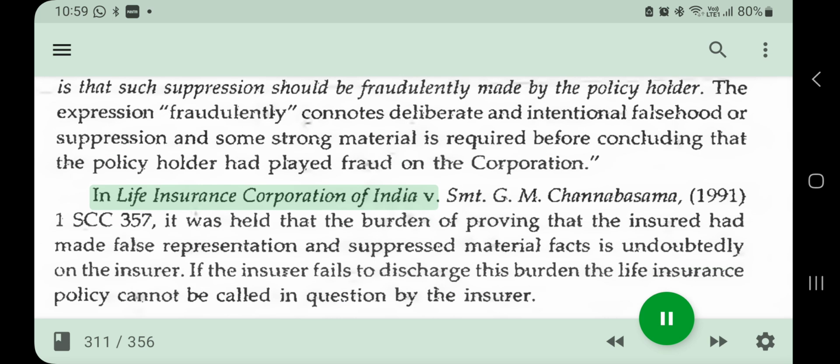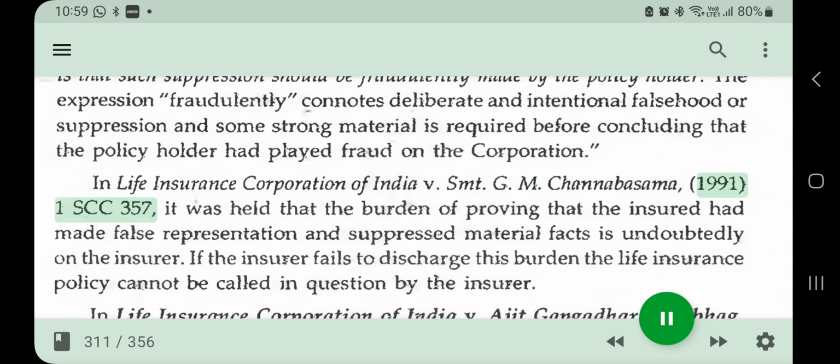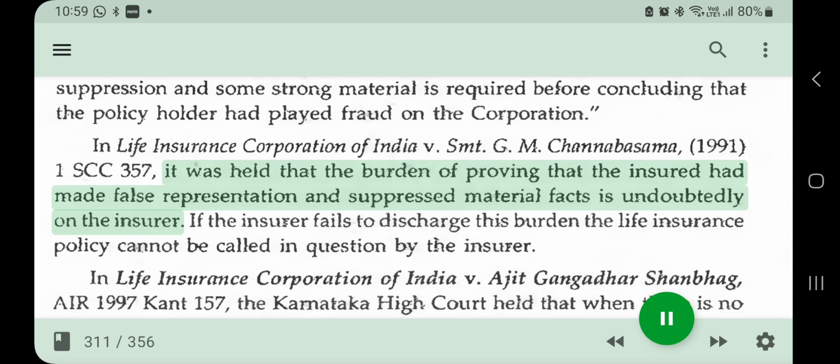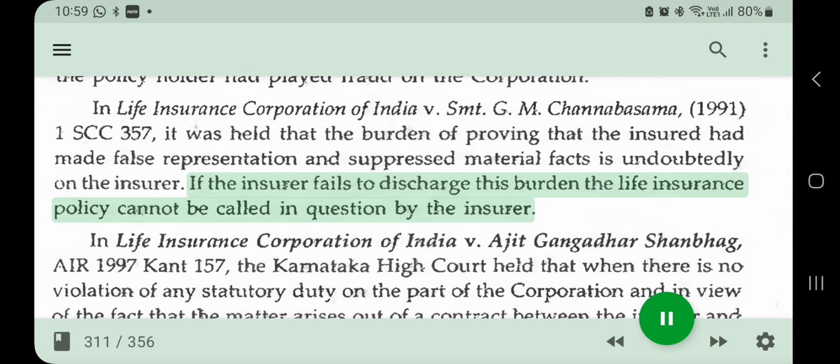In Life Insurance Corporation of India vs. Smt. G. M. Channabasamma, 1991-1 S.C.C. 357, it was held that the burden of proving that the insured had made false representation and suppressed material facts is undoubtedly on the insurer. If the insurer fails to discharge this burden, the life insurance policy cannot be called in question by the insurer.